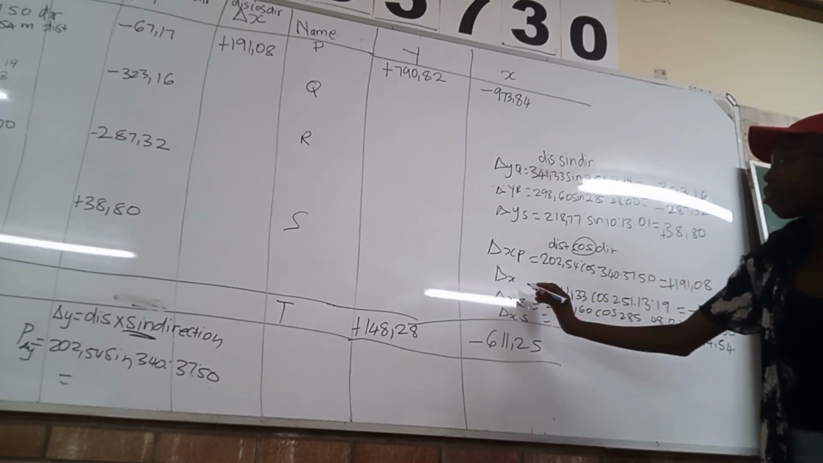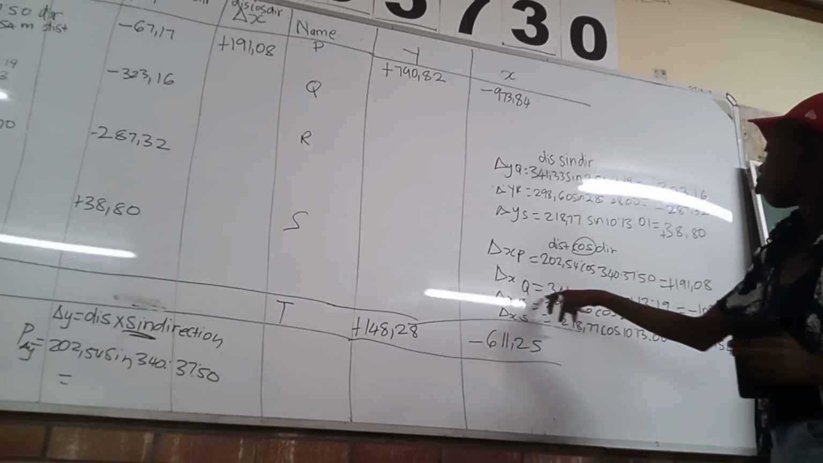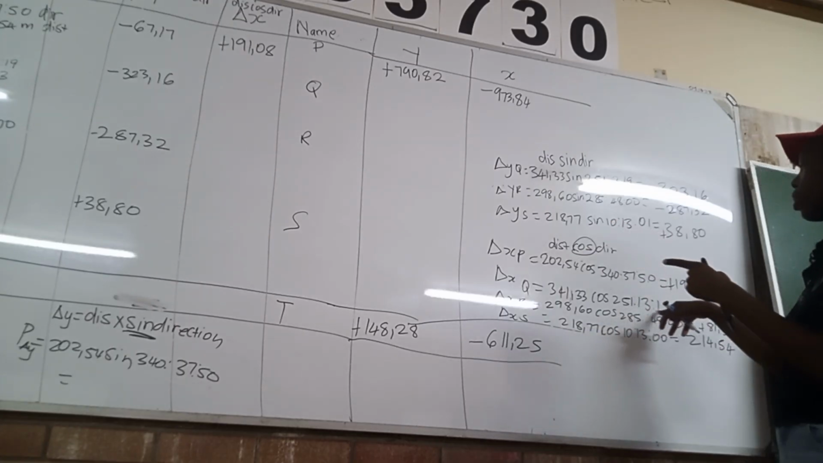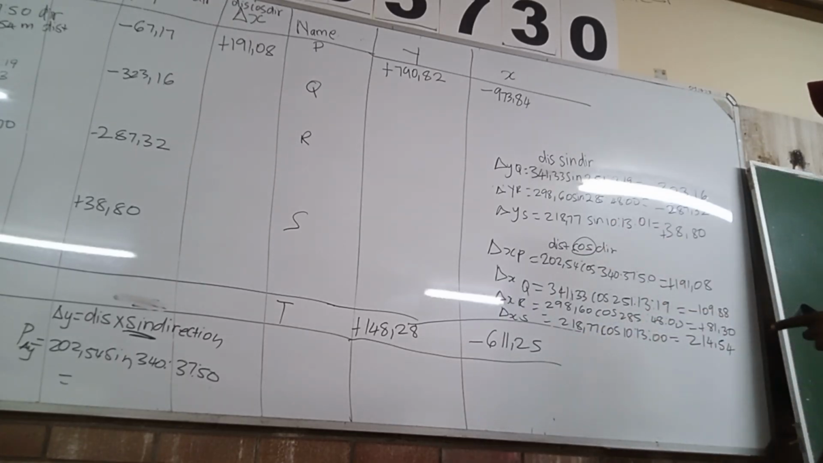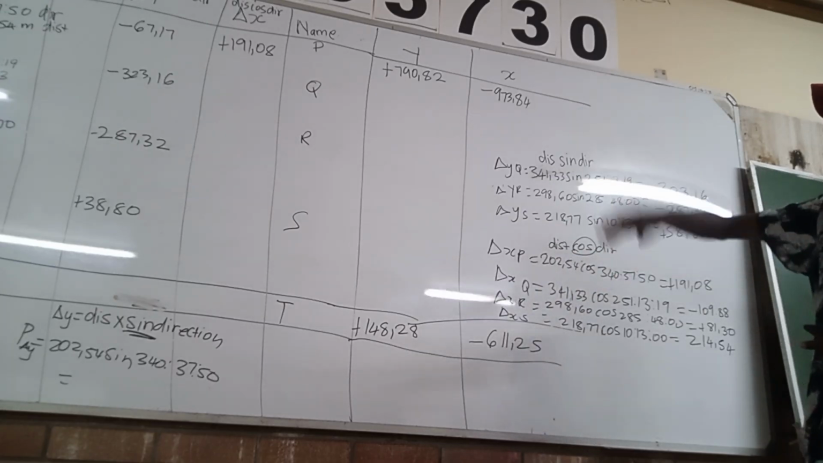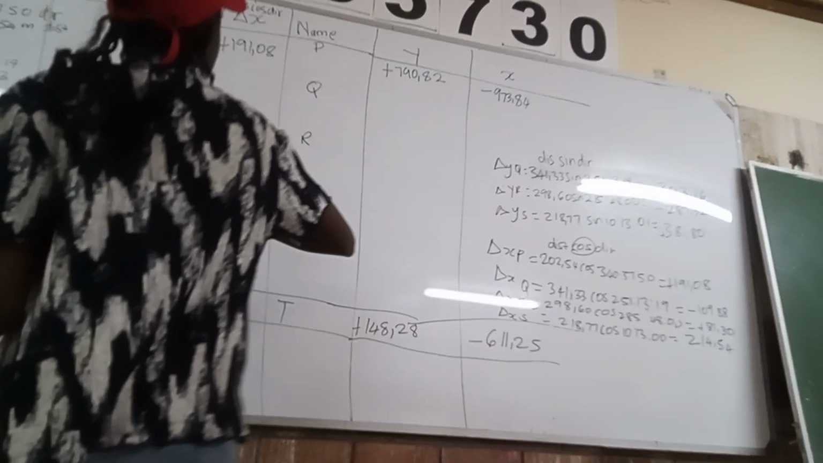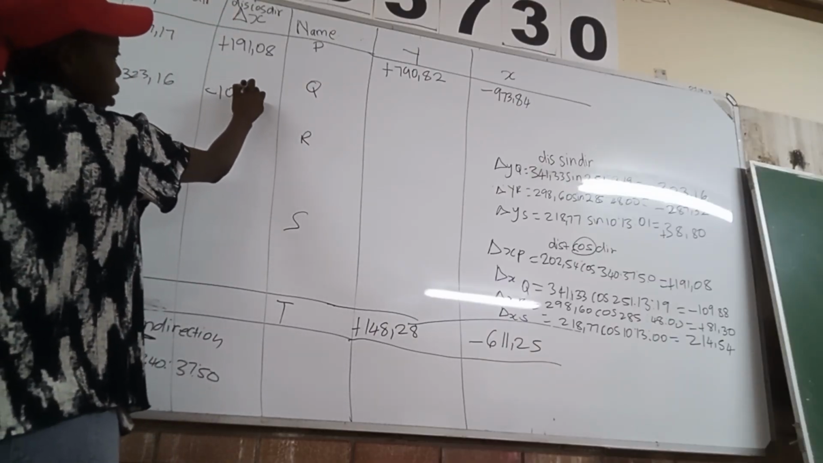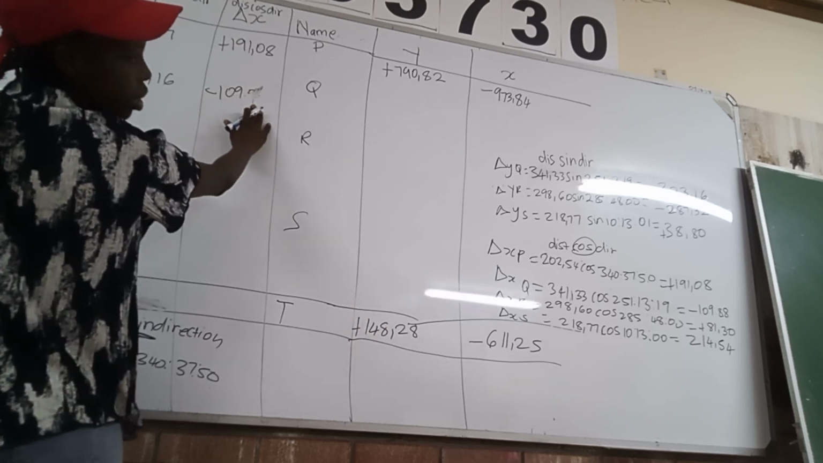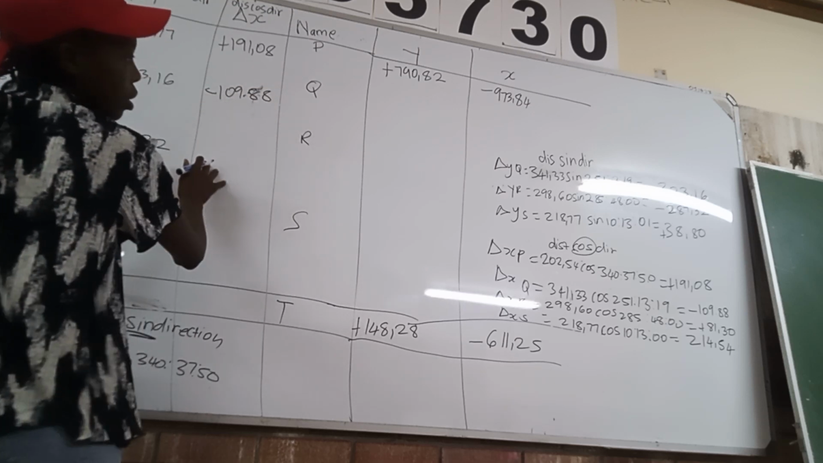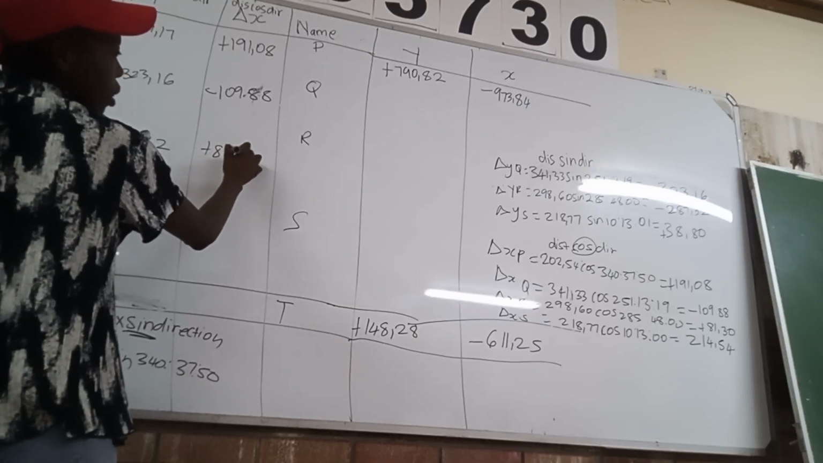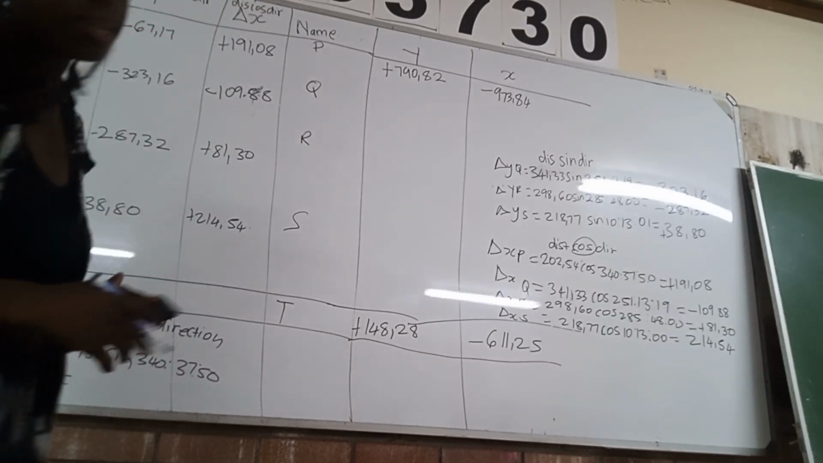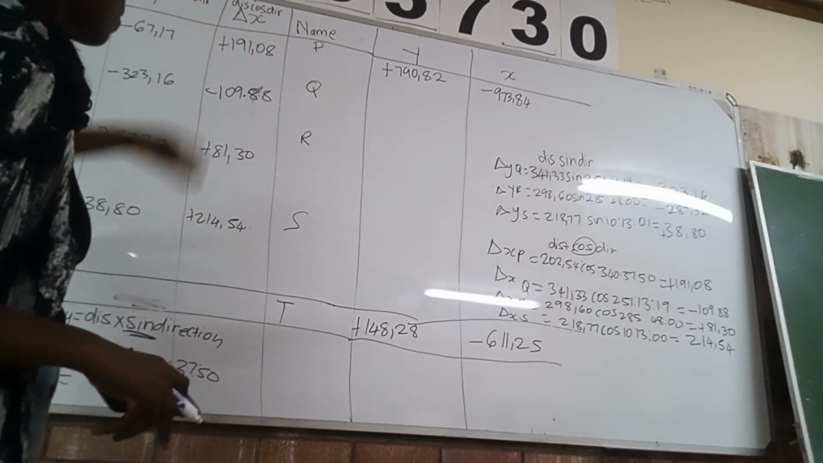And then change in x, this is for Q. So for Q, the distance is 341.33 cos, the direction is 251°13'19". We do the same thing for the rest. It is distance, cos, direction for change in x. And then I got positive 191.08, negative 109.88, positive 81.30, and positive 214.54. So that is how we do our change in y and change in x.